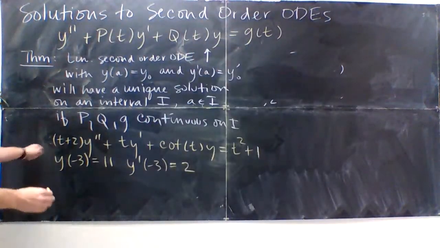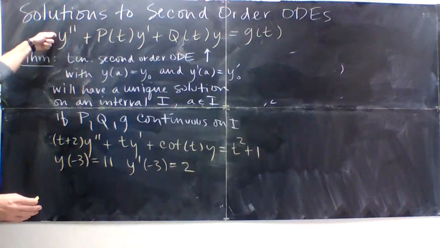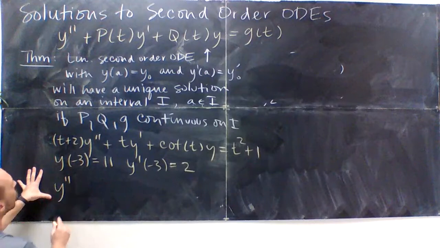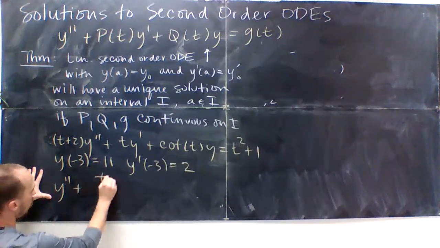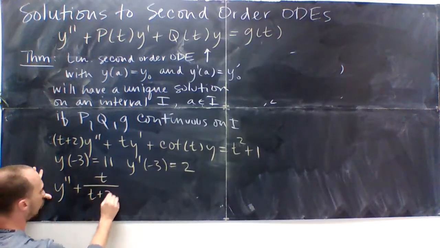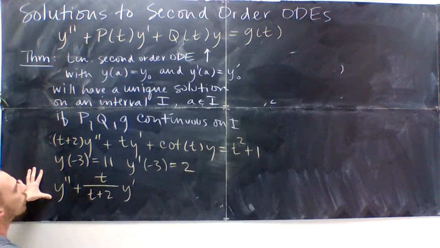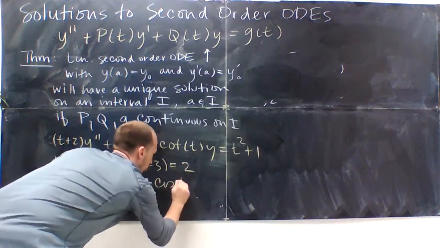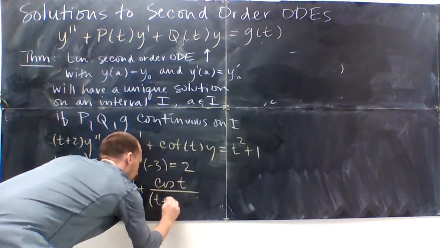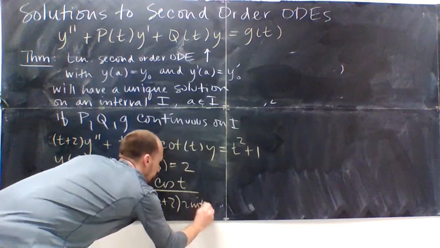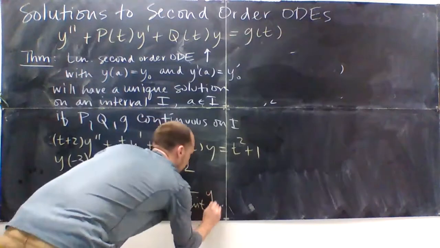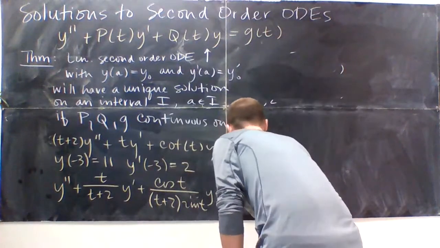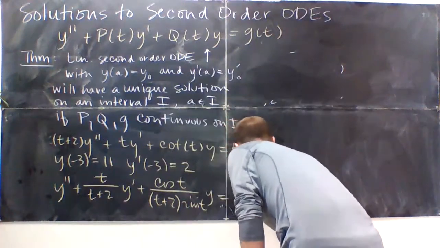So what I need to do is get it written like this. I need to divide away whatever's attached to the y double prime. So y double prime plus t over t plus 2 y prime, plus, cotangent is cosine over sine, so that's cosine t over t plus 2 sine t y is equal to t squared plus 1 over t plus 2.